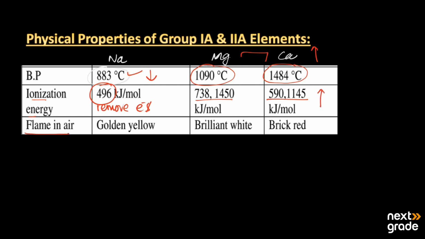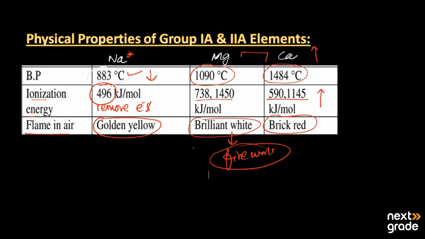And flame in air. When we burn sodium metal, it produces a golden yellow flame, while magnesium produces a brilliant white flame, and calcium produces a brick red flame. So that's why these metals are also used, like magnesium can be used in fireworks as well. So this was a simple topic about the physical properties of group 1A and group 2A elements.